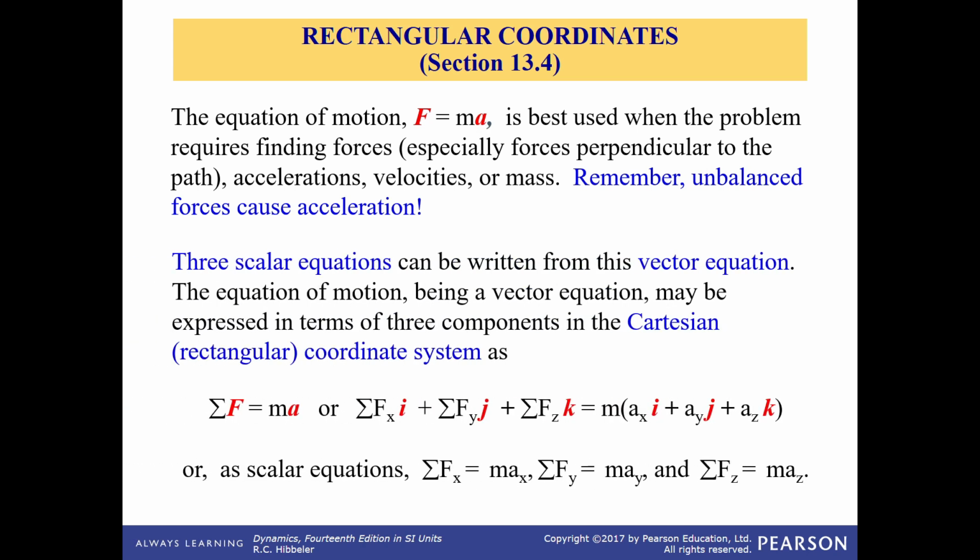Right. Three scalar equations can be written from this vector equation. If you see here, this is vector F equal to ma. But there will be three scalar equations if we separate that into each component, in this case Fx, Fy, and Fz. The equation of motion, being a vector equation, may be expressed in terms of three components in the Cartesian or rectangular coordinate system as in this equation.